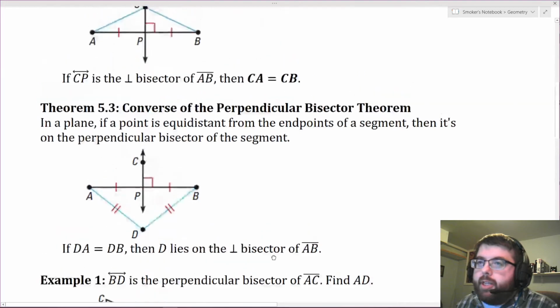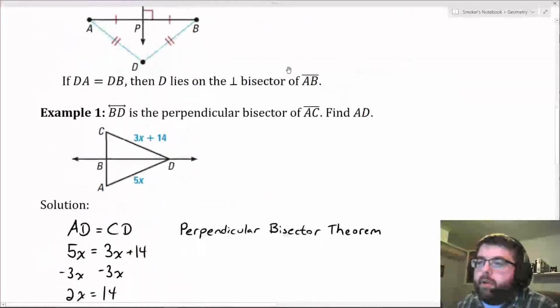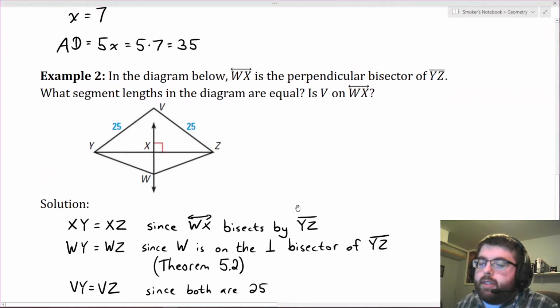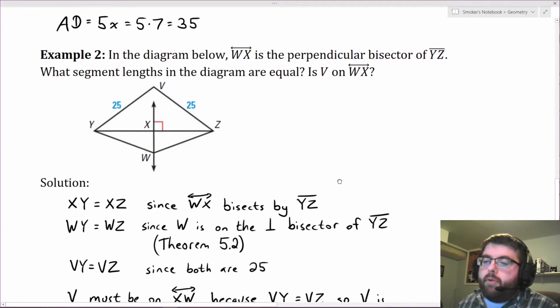Let me just double check. Is that what that is? Yep, 5.2. I should have just written that out rather than say theorem 5.2. The only other one would be VY and VZ because it's given. They both say 25, so those would be equal.